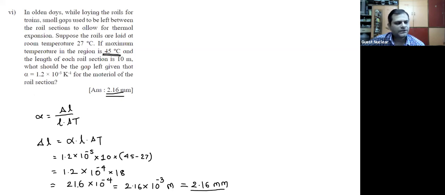ठीक है, 2 सेंटीमीटर के आसपास गैप रखना पड़ता है, ठीक है. So this will actually be the numericals from this chapter. We will just do the remaining numericals in tomorrow's lecture, but I will request all of you to revise all the formulas from this chapter, okay? इस chapter के अंदर के जितने सारे formulae हैं, वो ठीक से revise करके रखो, yes.